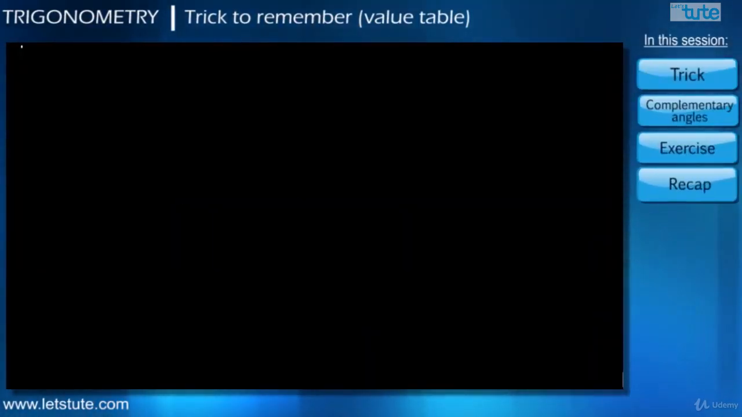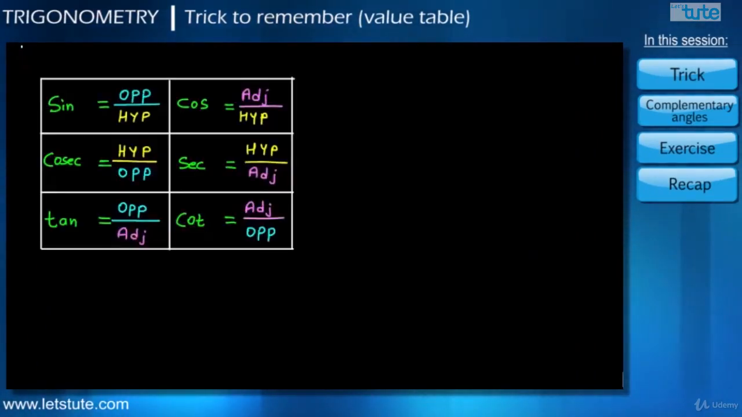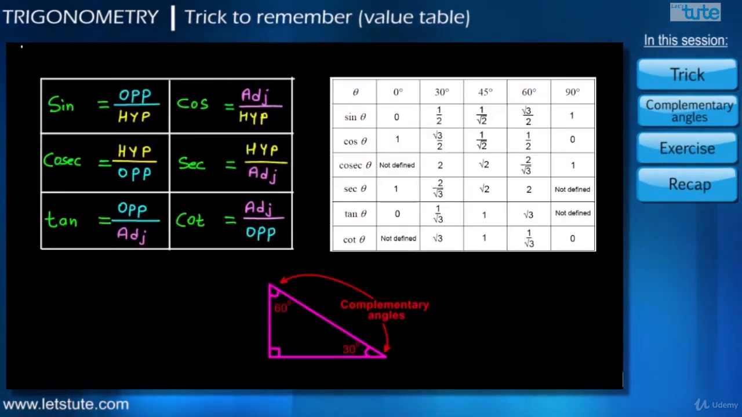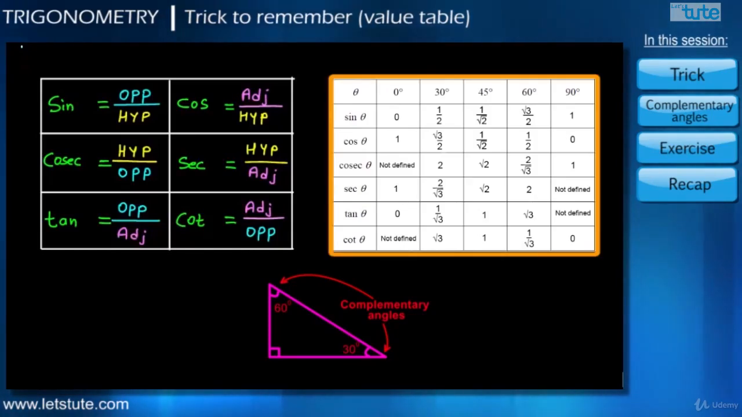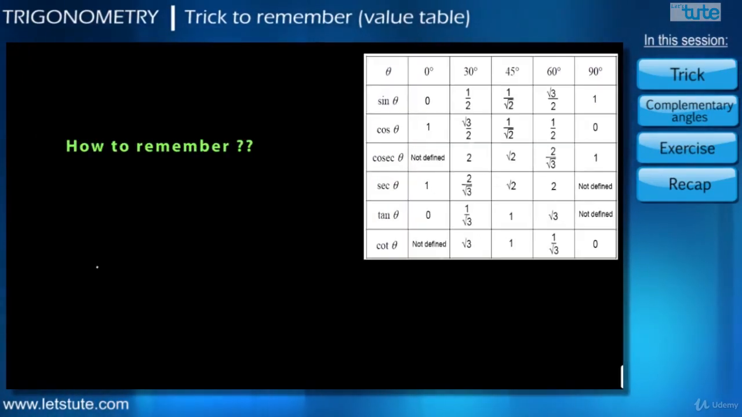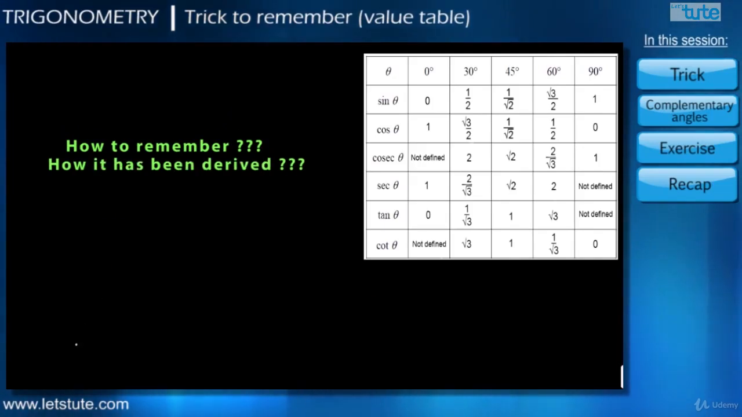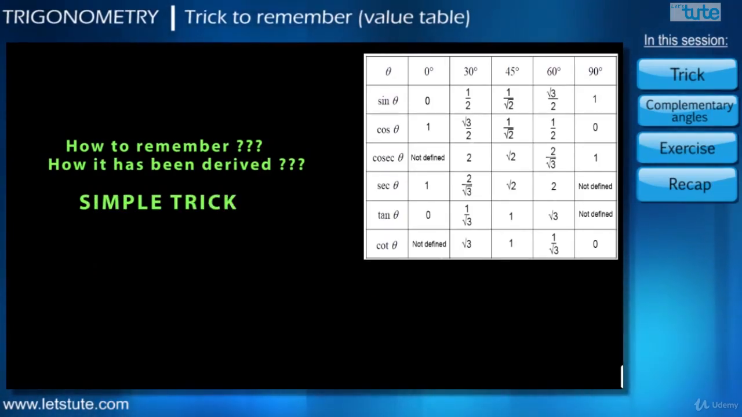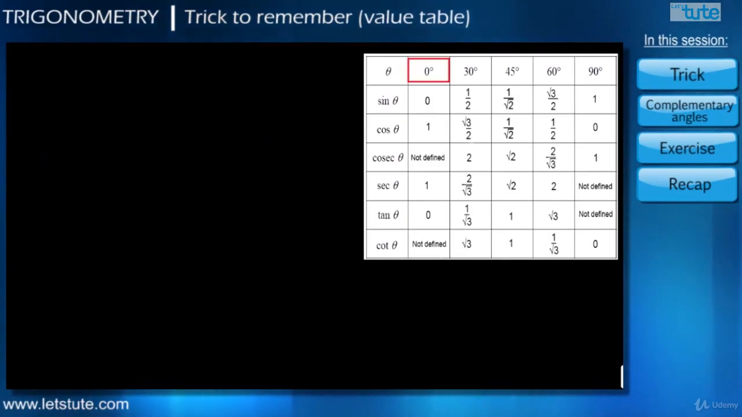Hello everyone. In two previous sessions of trigonometry, we have learnt about the trigonometric ratios, value table and complementary angles. In both the previous sessions, we have used the value table for trigonometric ratios. But you may be thinking about ways to remember this value table and wondering how it has been derived. So now in this session we will learn a simple trick to remember this value table for commonly used angles like 0 degrees, 30, 45, 60 and 90 degrees.